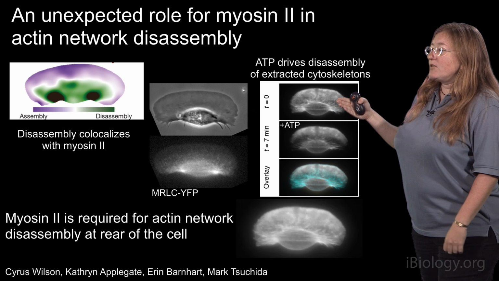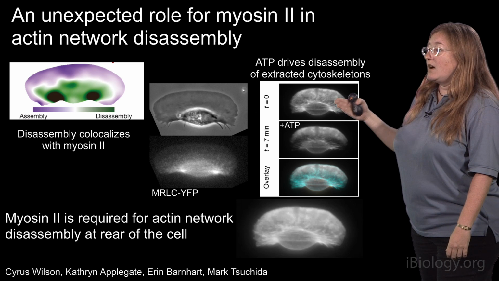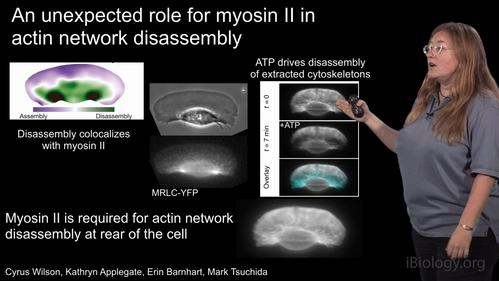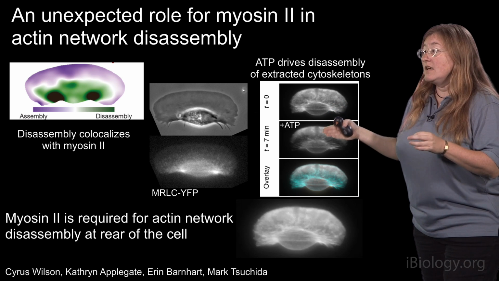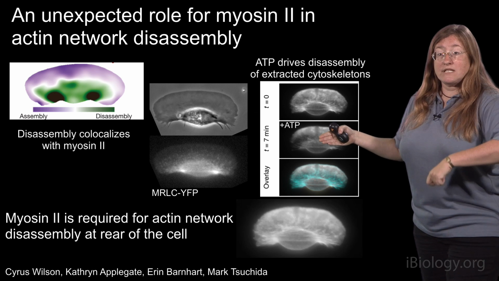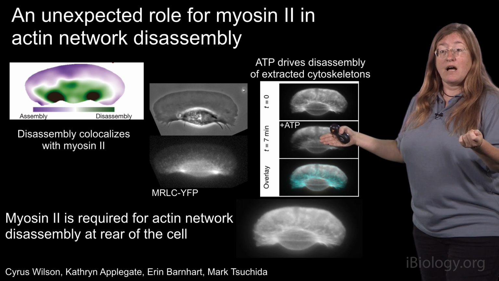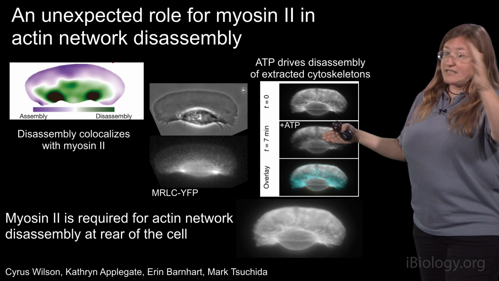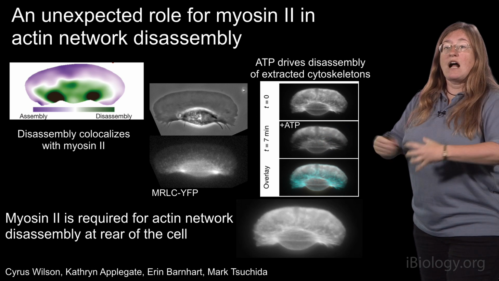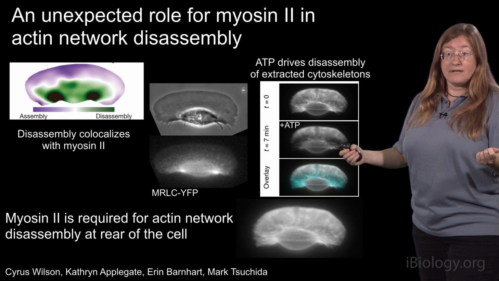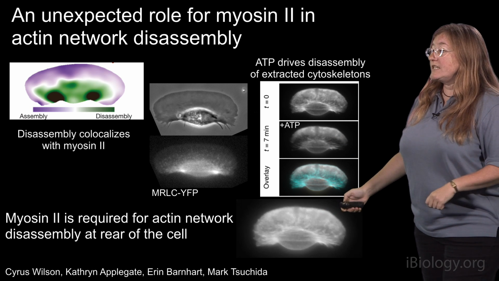Mark was then able to label those extracted cytoskeletons with phalloidin to see where the actin filaments were, and then add back ATP to those extracted cytoskeletons. That added ATP was able to activate the myosins that were left behind, so we could see if, in this sort of semi-in vitro environment, myosin activity could drive destruction of the actin filament network. And so that's what you're going to see in this movie.